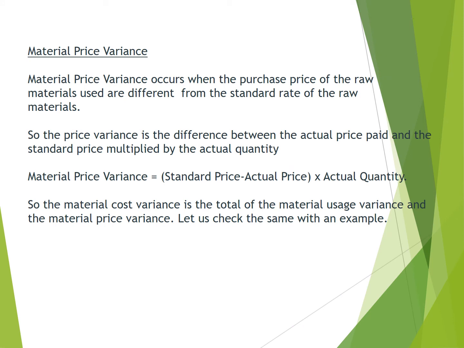Now material price variance. Material price variance occurs when the purchase price of the raw material used is different from the standard rate of the raw material. The market price may differ from the standard price. So then the material price variance happens. So material price variance is standard price minus actual price into actual quantity. The material cost variance we already discussed. That is the total of material usage variance and the material price variance.